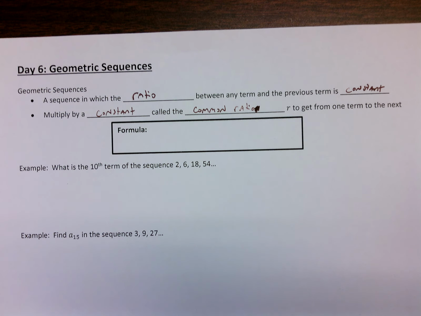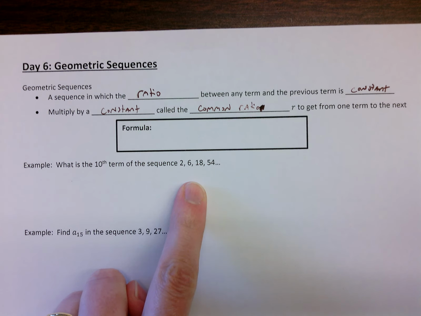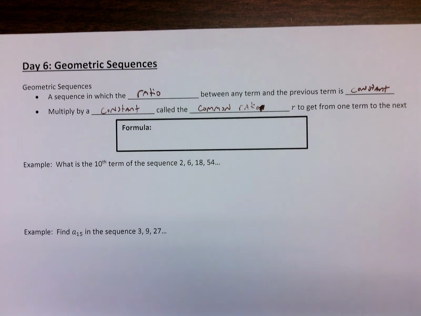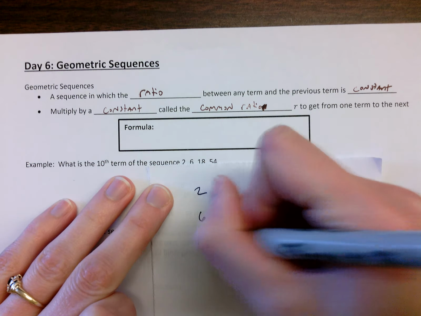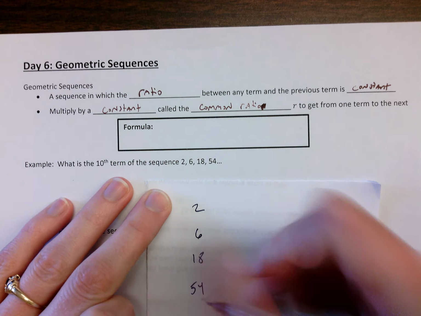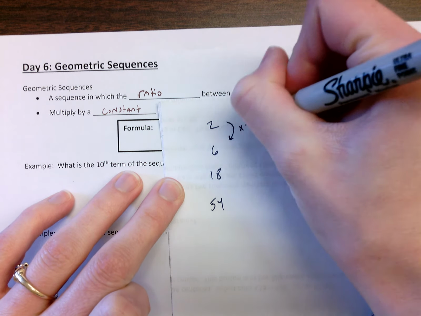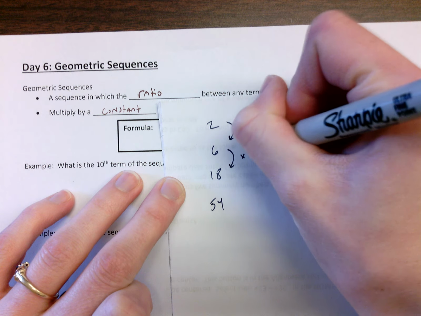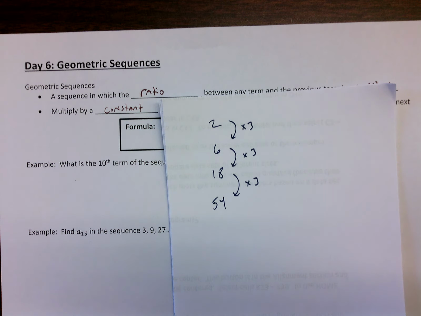All right, so let's see if we can build a formula for this, similar to what we did with the arithmetic ones. So let's look at this example right here. We want to figure out the 10th term of this sequence. So let's play around with it a little bit. I've got this sequence: 2, 6, 18, 54. It should be pretty easy to see that to go from here to here, I'm multiplying by 3. From here to here, I'm multiplying by 3. From here to here, I'm multiplying by 3.